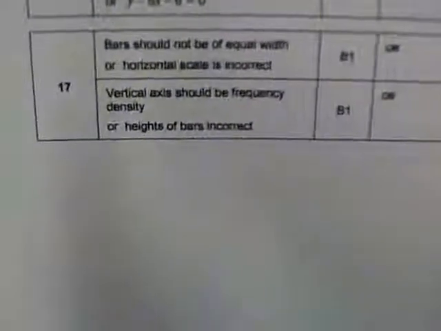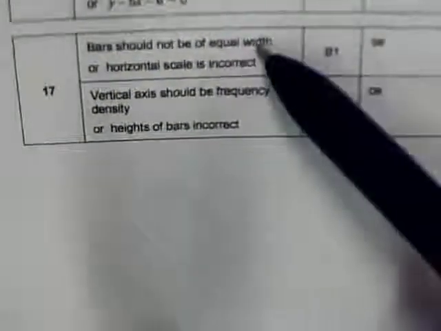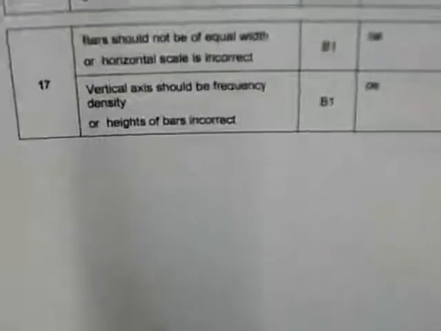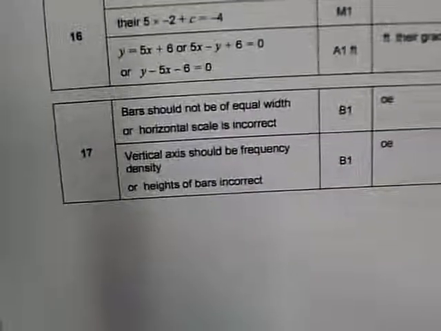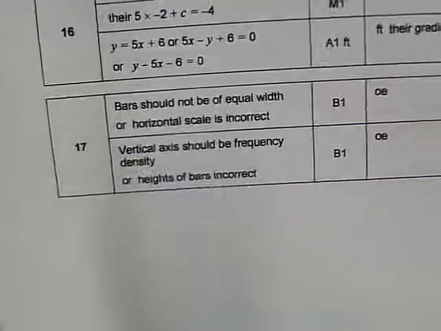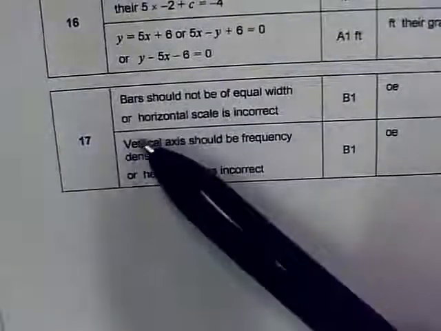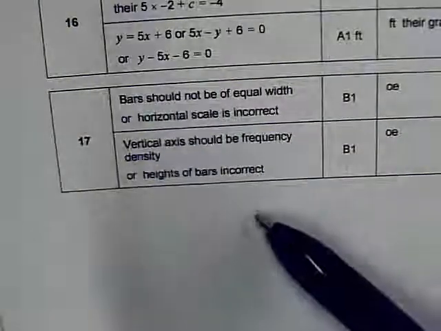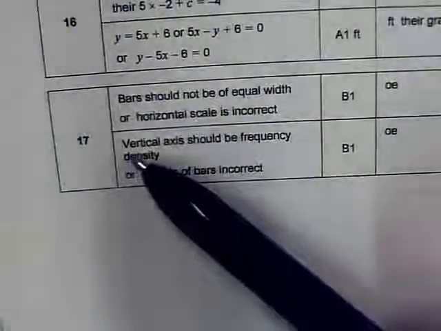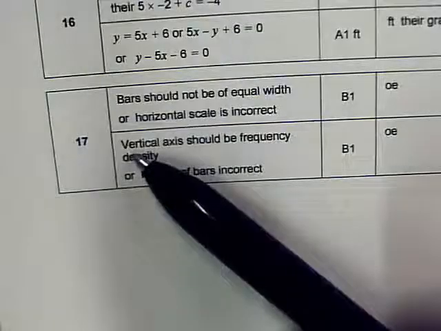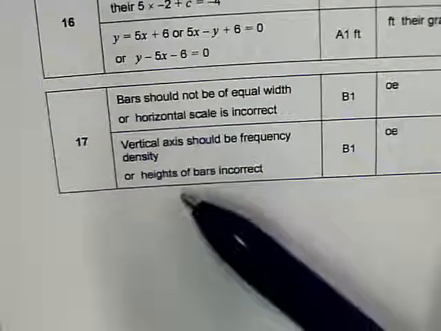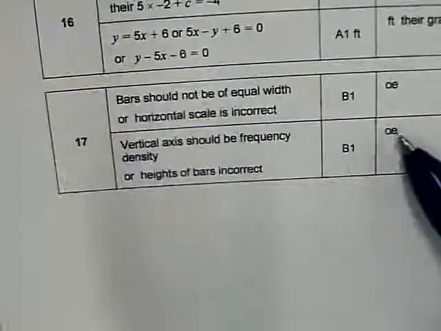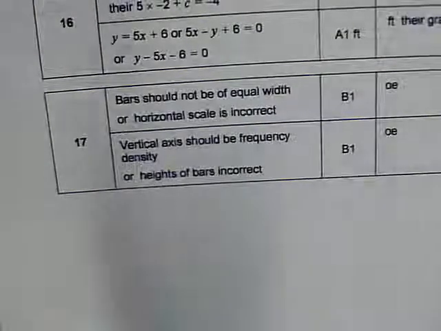Let's have a look at the mark scheme. So we get 1 mark for saying that the bars should not be of equal width. So OE means all equivalents, so we could say something that's equivalent to that. Or the horizontal scale, so that's the x-axis, is incorrect. The second mark is saying something like the y-axis should be frequency density, or the heights of the bars are incorrect. Something equivalent to that gives you those marks.